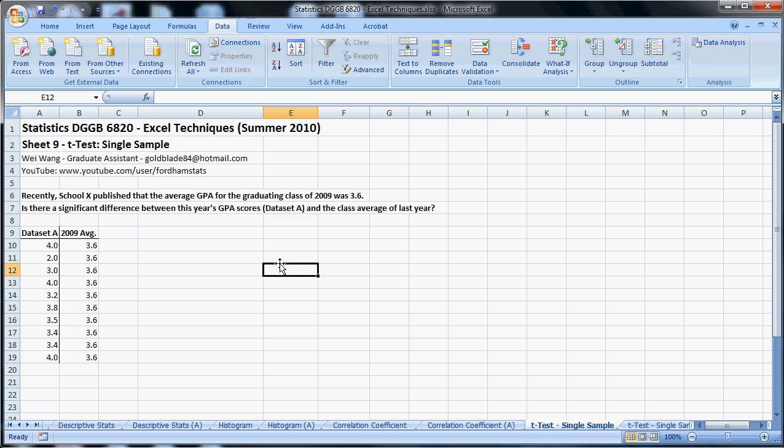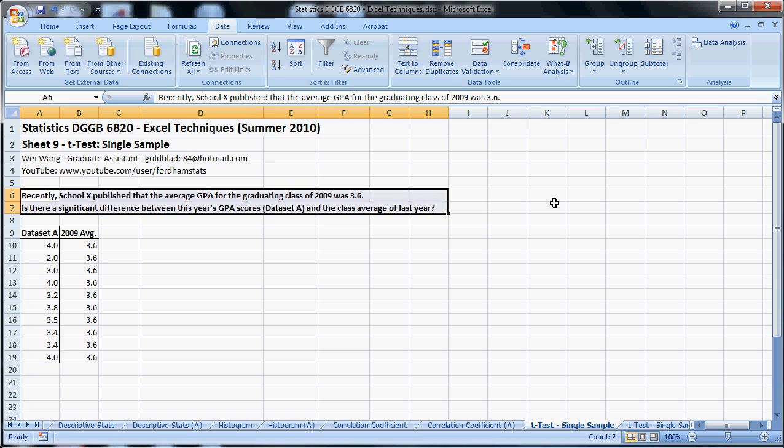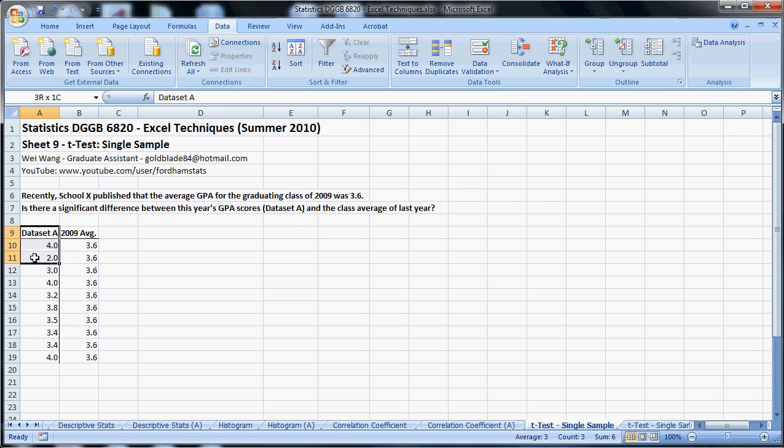So I set up a question here. Recently, School X published that the average GPA for the graduating class of 2009 was 3.6. And you want to ask the question, is there a significant difference between this year's GPA, which is represented by data set A, and the GPA of last year, right? With the class average of last year. So you have this year's data set here in data set A, and then you have the class average over here.